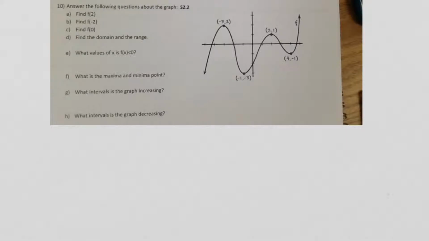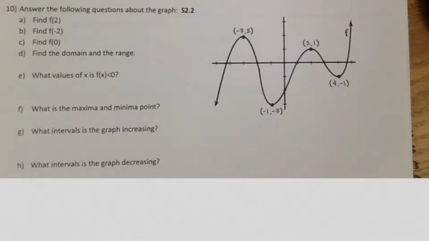Alright, definitely going to have one on a graph. The first one we're figuring out is f of 2. So if I go to 2 on my x-axis, which is here, and I look at where the graph is, it's right here, so f of 2 is 1.